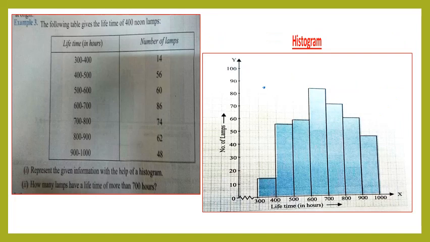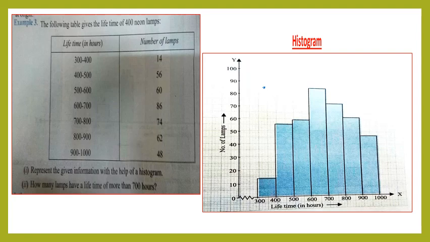Question number 3. The following table gives the lifetime of 400 neon lamps. The question is, represent the given information with the help of a histogram. Question number 2. How many lamps have a lifetime more than 700 hours?